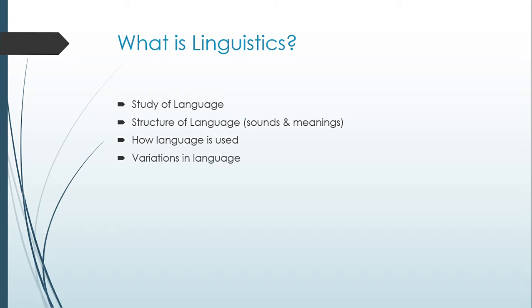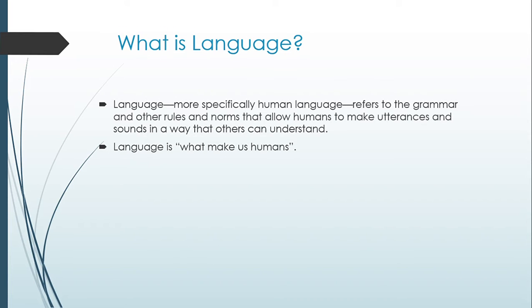When I say that linguistics is the scientific study of language, what do you mean by language? When I talk about human language, language is actually the grammar and certain rules and norms that collaborate with each other and allow human beings to form sense. With the help of all those grammar rules and norms, they make certain utterances which help the audience to understand what they are trying to say.